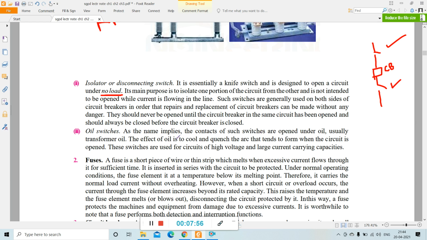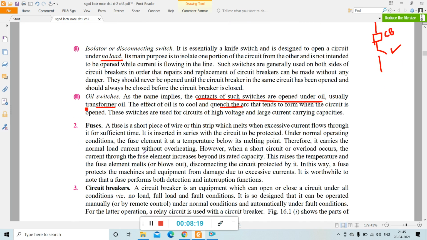Then oil switch. Similarly, in this oil switch, the contact of such switches are opened under oil medium. Okay, so usually the oil is the transformer oil. Okay, so the effect of oil is to cool and quench the arc, and that tends to form when the circuit is opened.